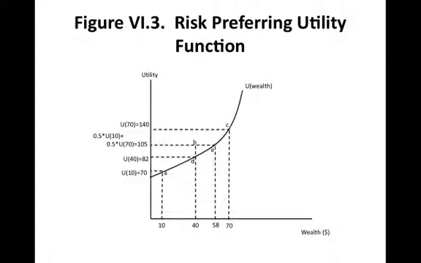So really what differentiates risk-averse versus risk-neutral and risk-preferring individuals is the shape of their utility function. If utility is increasing at a decreasing rate, you know you have a risk-averse person. If utility increases at a constant rate with wealth, then you know you have a risk-neutral person. If utility increases at an increasing rate with wealth, then you have a risk-preferring individual.